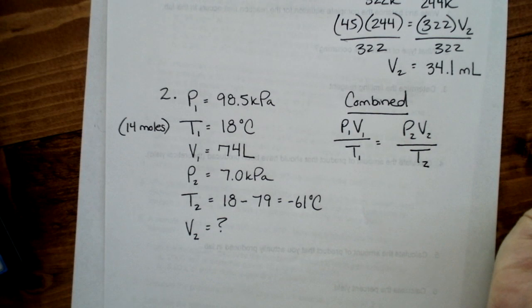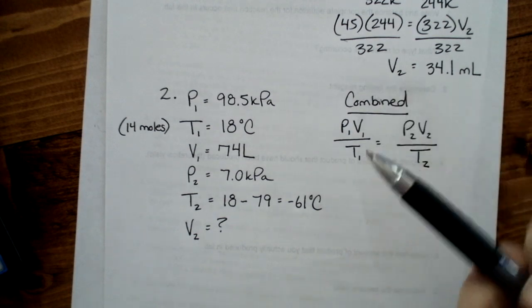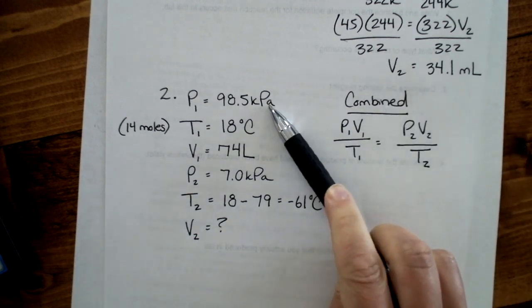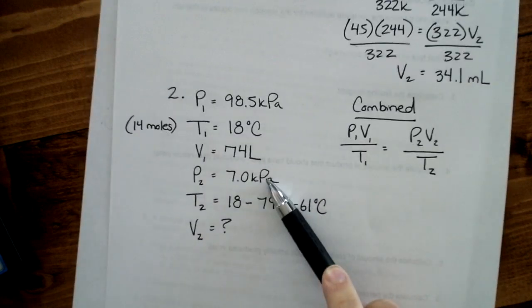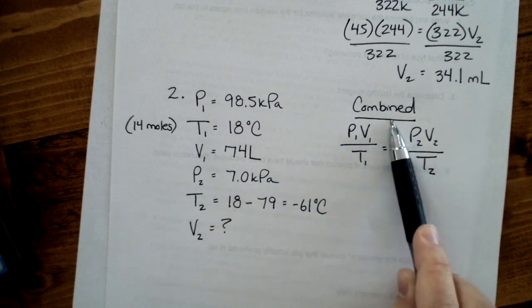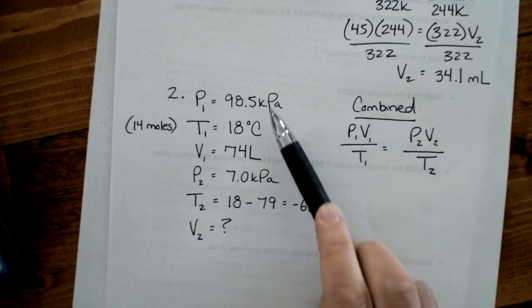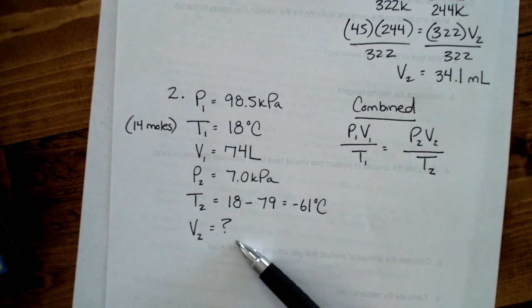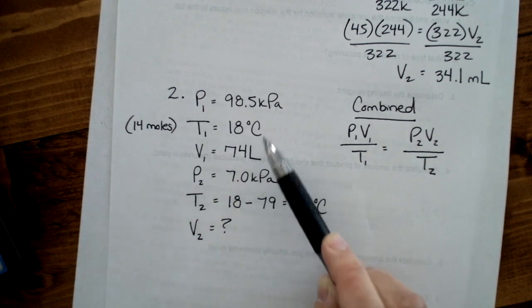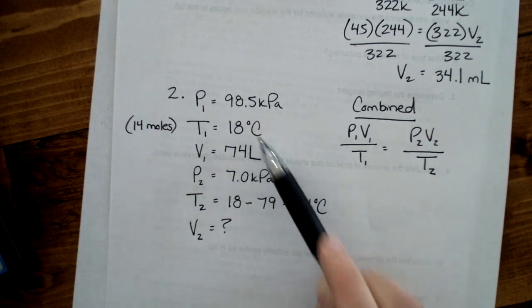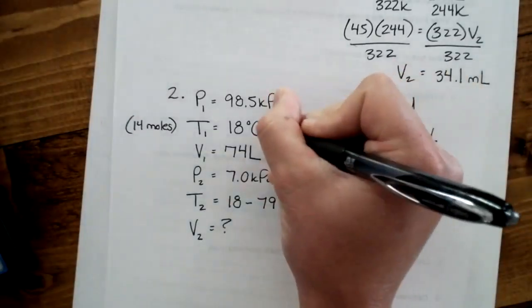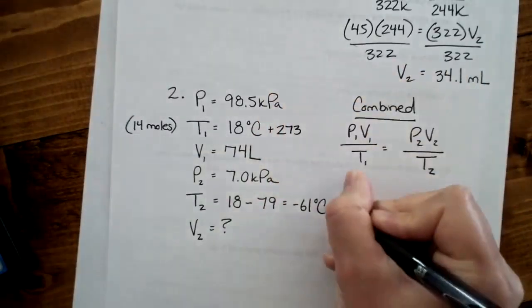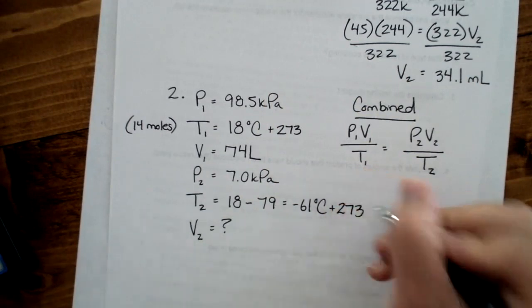Any converting we need to do before we begin? My pressure is okay. The first one's in kilopascals, so is the second one. And remember, for Boyle's law, Charles, Gay-Lussac combined, your pressure can really be in any unit. It just needs to be the same unit. Same thing for volume. Our answer should be in liters because the other volume is in liters. But Celsius needs to be in Kelvin, always. So we're going to add 273 to both of our temperatures.